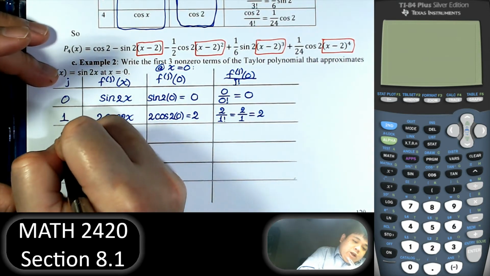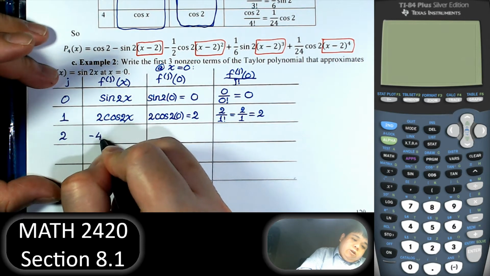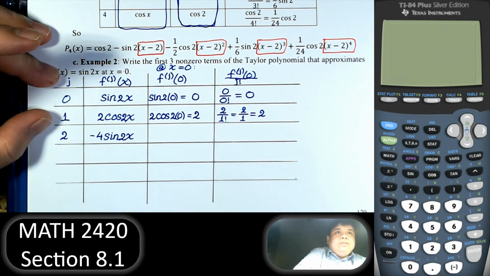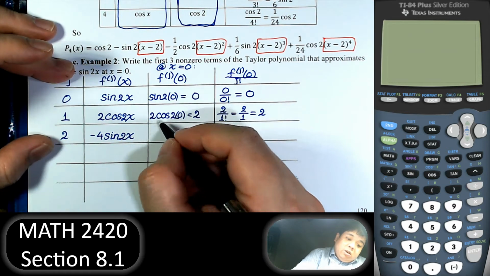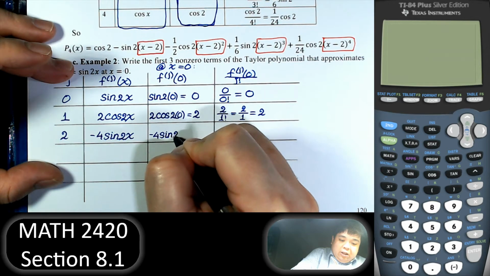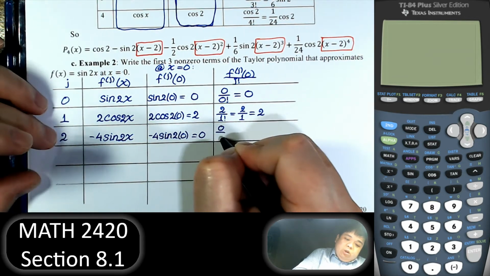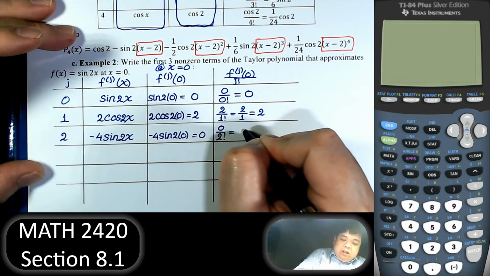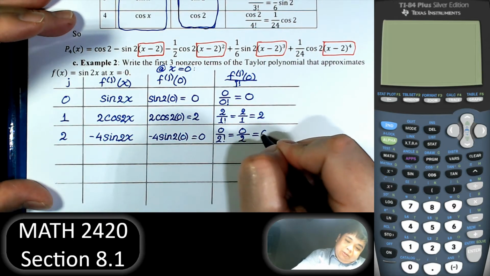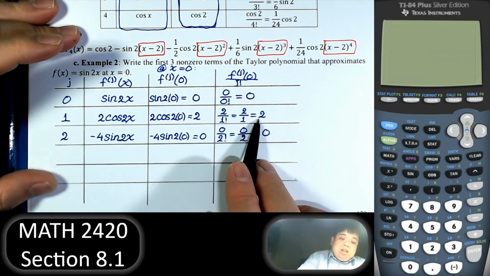Right, j equals 2. Keep taking the derivative, which gives us negative 4 sine 2x. That's going to give us 0 again, because sine of 0 is 0. Then we have 0 divided by 2 factorial. It's still 0 anyway; 2 factorial is 2. So far we only have one non-zero term.